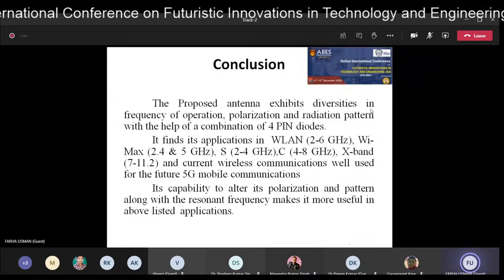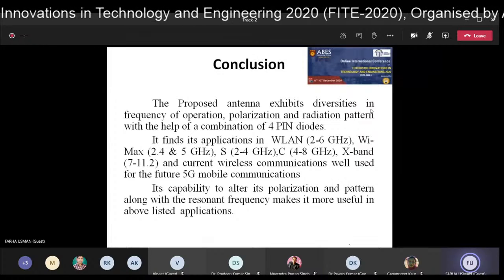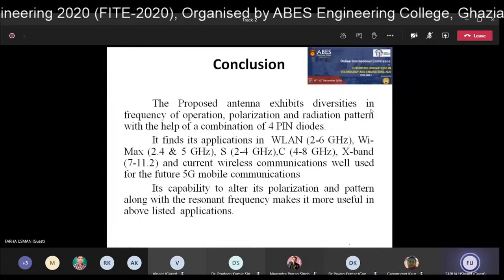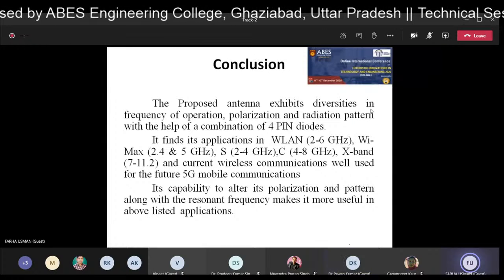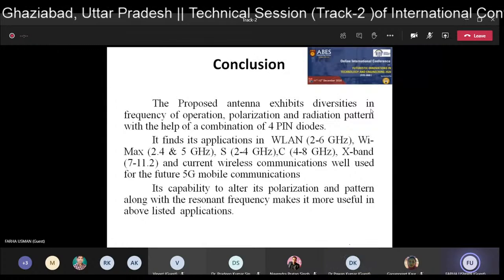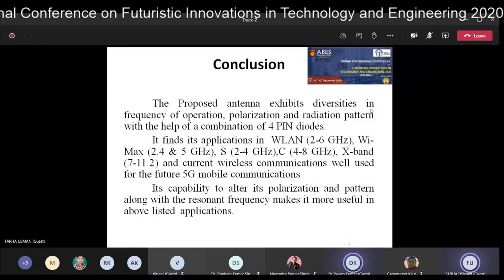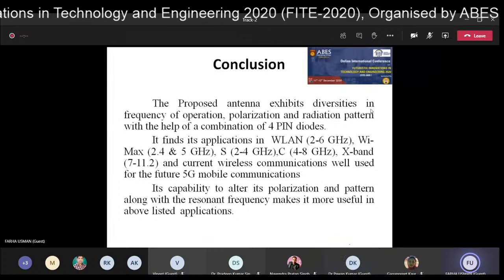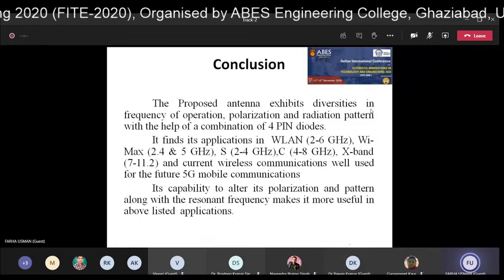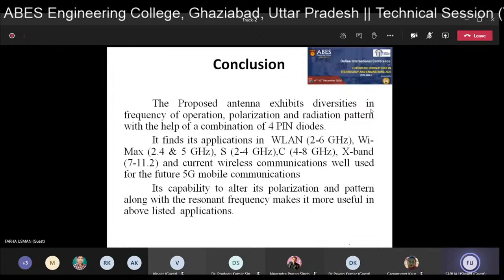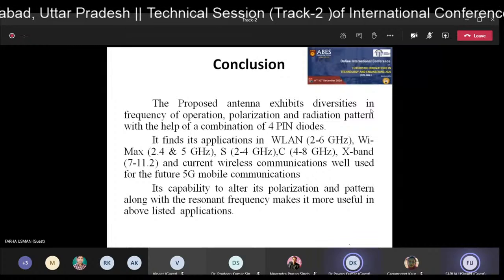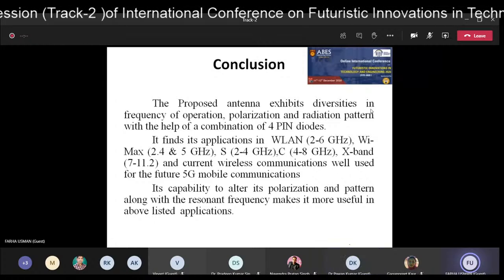It finds its applications in WLAN, which has frequency 2 to 6 gigahertz, WiMAX 2.4 and 5 gigahertz, S band 2 to 4 gigahertz, C band 4 to 8 gigahertz, and X band 7 to 11.2 gigahertz, and current wireless communications, and is well suited for future 5G mobile communications.